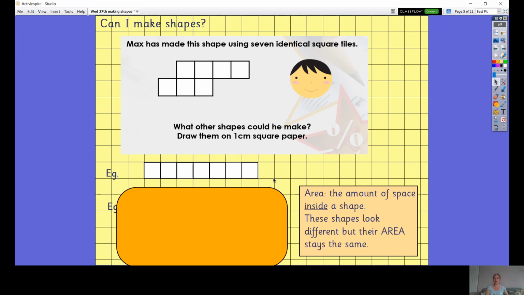So have a little go. Either make yourself some squares or use post-it notes or just draw them into your book if you want to, but make sure you're making a shape. All the squares have to touch each other along at least one edge. Okay, you can't just have them touching by the corners. So see how many different shapes you can make. Off you go.